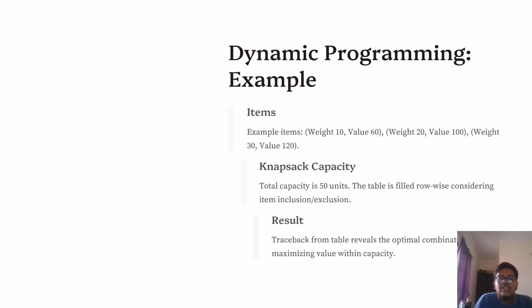Dynamic programming example. Items: weight 10, value 60; weight 20, value 100; weight 30, value 120. Knapsack capacity: the total capacity is 50 units. The table is filled row-wise, considering the item inclusion or exclusion. The traceback from the table reveals the optimal combination, maximizing value within the capacity.